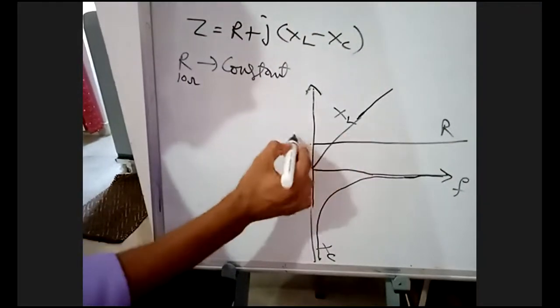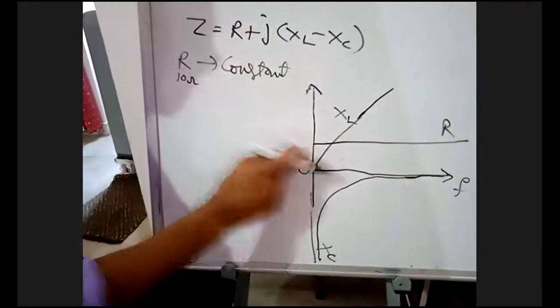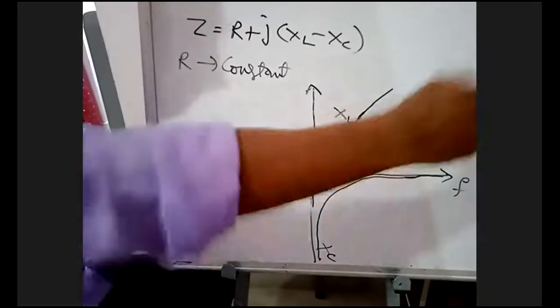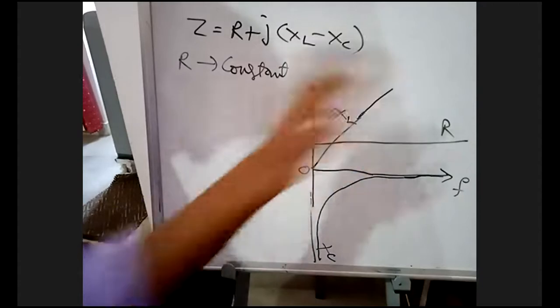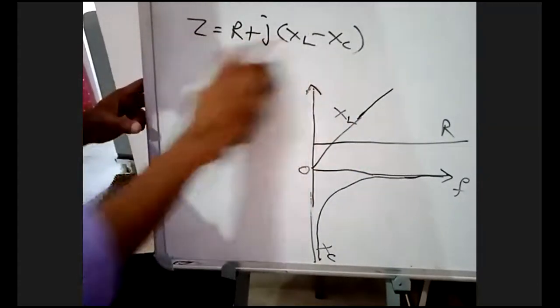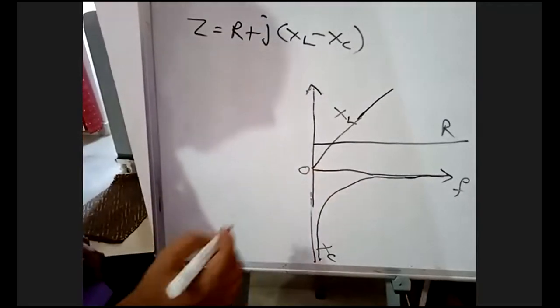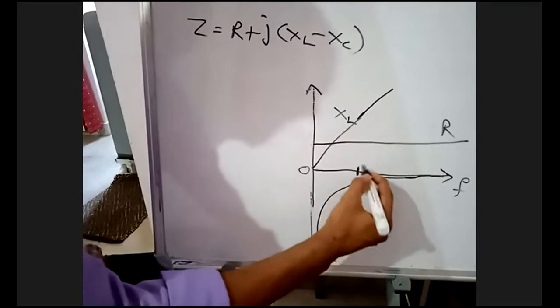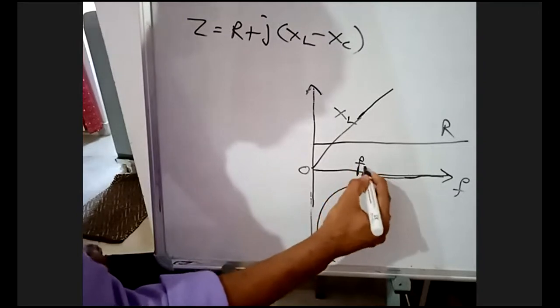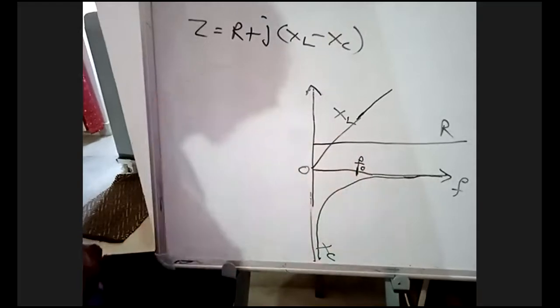Suppose if R is equal to 10 ohms, it will be constant throughout this. If R is 20, it will shift up, but it is constant and not depending on the frequency. Okay, this is the curve for the resistance. Now in between I am taking the resonant frequency also. This is F0, the resonant frequency.